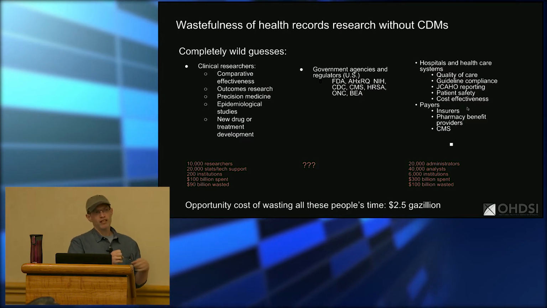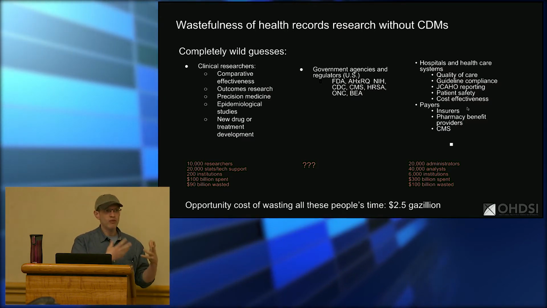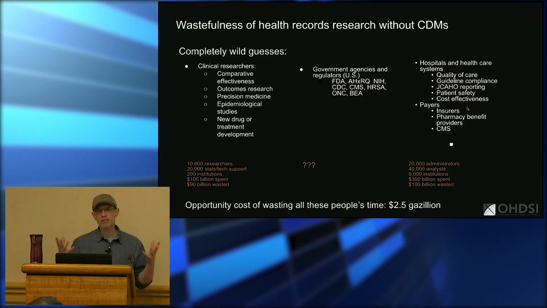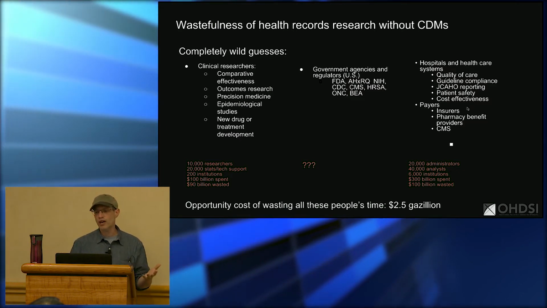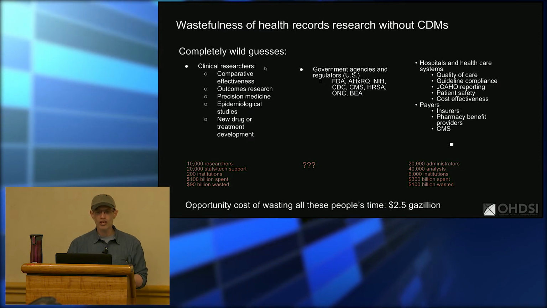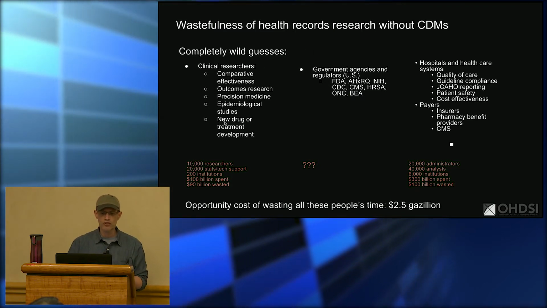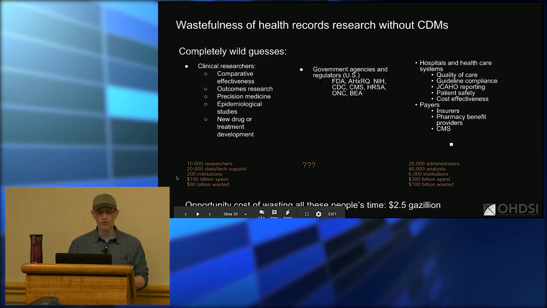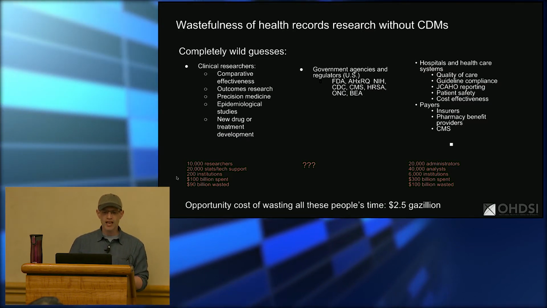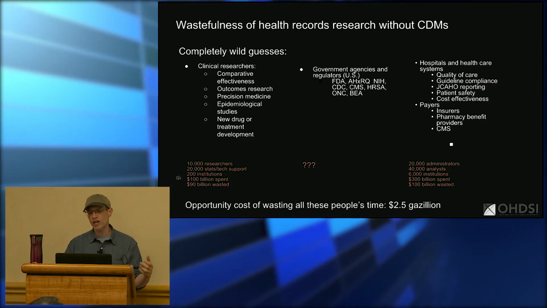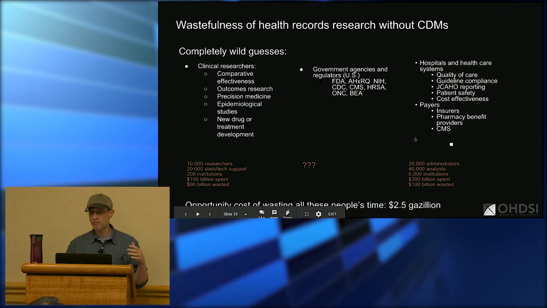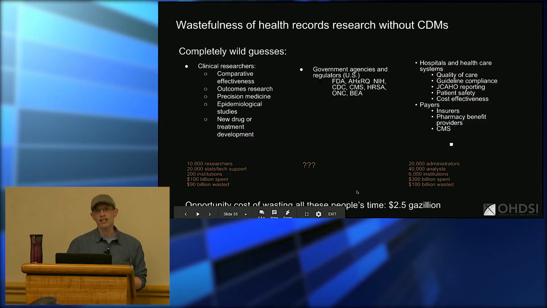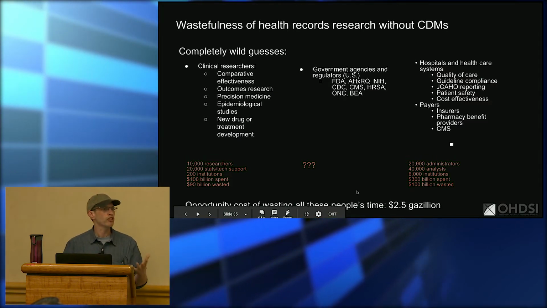So about the getting all the data in and everybody reinventing the wheel, redoing their methods. This is from another talk I gave. I've just tried to estimate how much money is wasted on people doing research on health records without CDMs. So we've got clinical researchers working on comparative effectiveness and outcomes research, et cetera. Maybe there's 10,000 of them, plus another 20,000 programmers and support people at, say, $100 billion and $90 billion wasted. God knows how much at the government, I couldn't even quite estimate. And then in hospitals and healthcare systems. So overall, I'm estimating $2.5 gazillion per year wasted on people not working with CDMs.